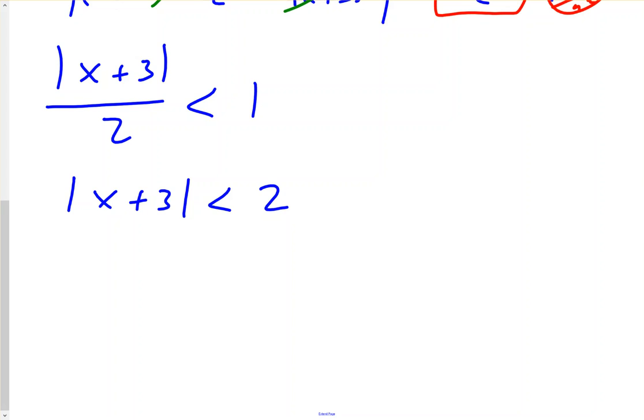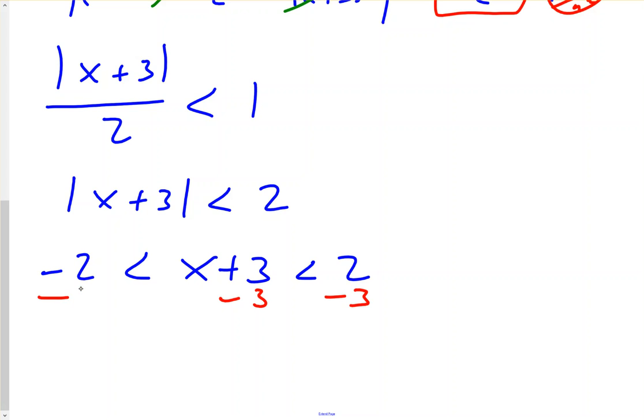Okay, so now we set this up just like an absolute value inequality. We would say negative 2 is less than x plus 3 is less than 2. And then we subtract 3 on all three sides. So we end up with negative 5 is less than x, which is less than negative 1.